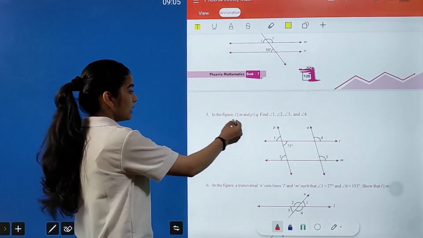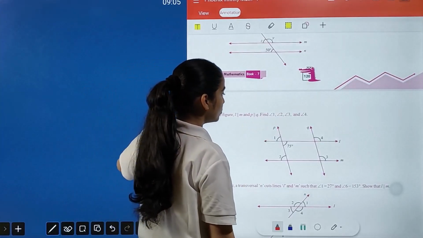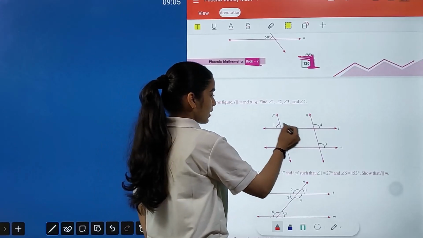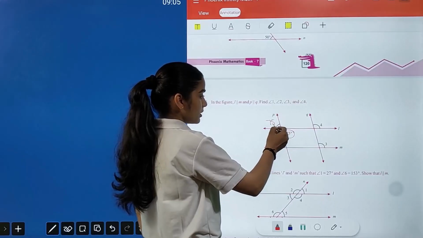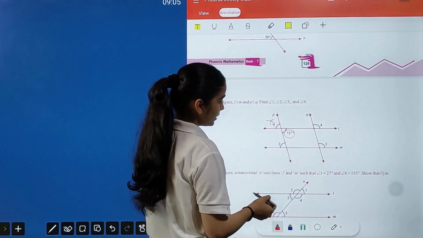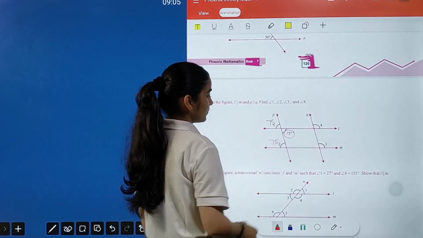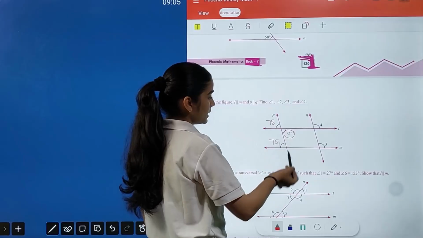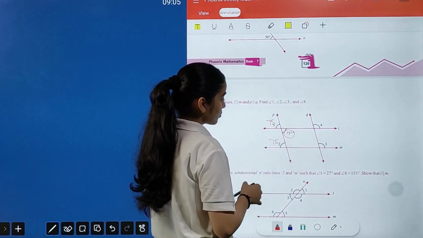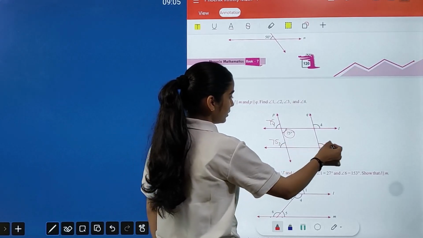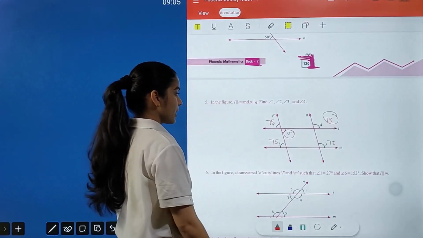Now in the figure, L and M are parallel to each other and P and Q are parallel to each other. Find angles 1, 2, 3 and 4. If this is 75, so this is also equal to 75. Alternate interior angles, it is also equal to 75. Now you can make a linear pair as well, or this is your alternate exterior angles. So you can also say that angle 2 and angle 3 are equal to 75. So this is also equal to 75.